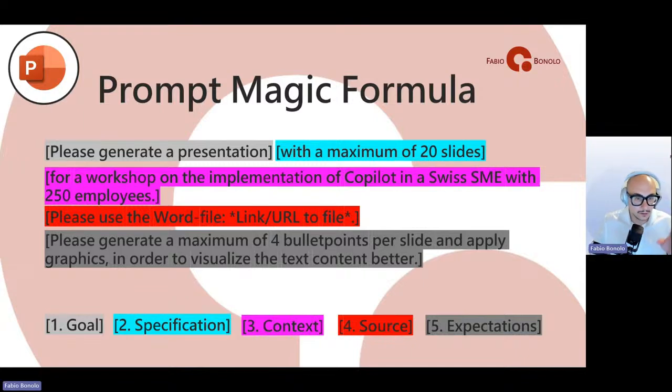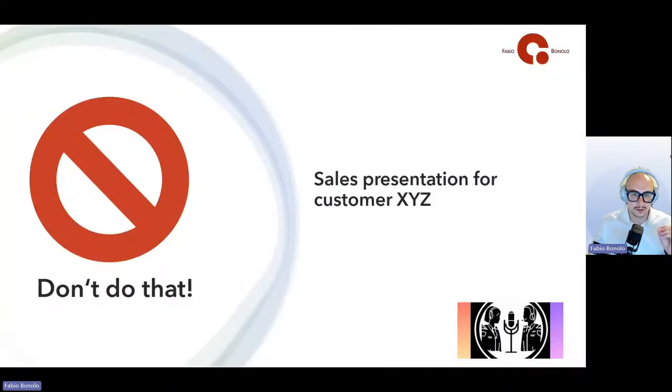Please use the Word file :link. That's the source. And please generate a maximum of 4 bullet points per slide and apply graphics in order to visualize the text content better. Those are your expectations. Now, this is what a good prompt looks like. It has 3 sentences. It is written out in words, no acronyms, no keywords, just whole English sentences. And when you look at this example, what you shouldn't do is a prompt like this: sales presentation for customer XYZ. Don't do that. That's not a good prompt.